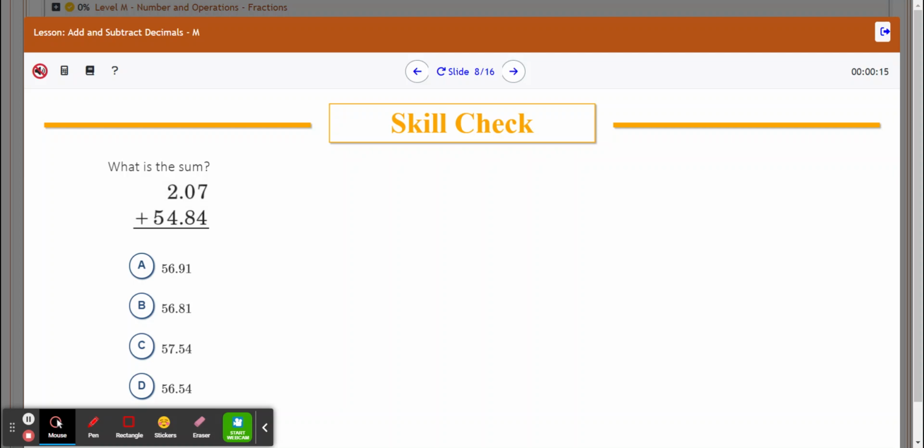Lesson number 22, add and subtract decimals. So adding and subtracting decimals are the exact same as whole numbers. The only important thing you need to know is to make sure your decimals line up correctly.